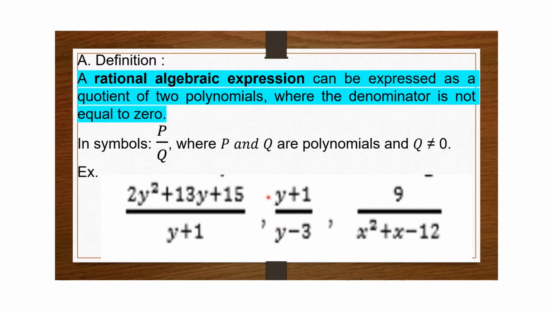Next, y plus 1 is a polynomial. y minus 3 is also a polynomial. And since our denominator is not 0, then we can say that this is a rational algebraic expression. Third, 9 over x squared plus x minus 12. Both numerator and denominator are polynomials, and our denominator is not equal to 0. And therefore, we can say that this is also a rational algebraic expression.